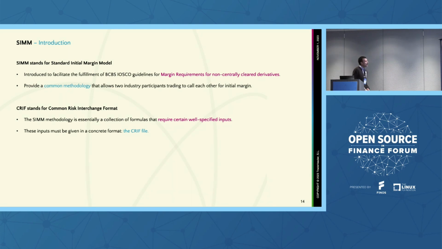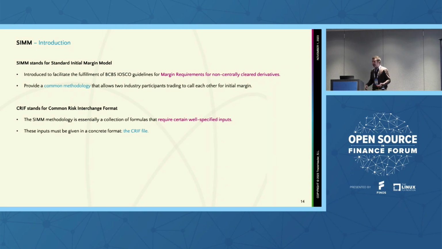The SIMM expects an input to perform the calculation, and there is a complex formula that calculates the actual amount of initial margin, but it expects an input that is called CRIF. That's what it's called, the Common Risk Interchange Format. It's like a big table, a big spreadsheet, with all the different inputs that are required to be able to calculate SIMM.